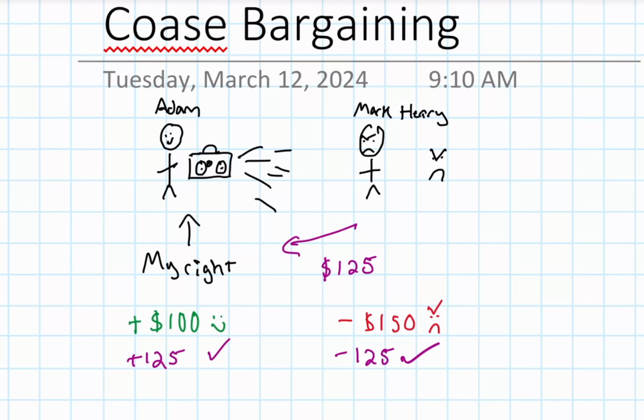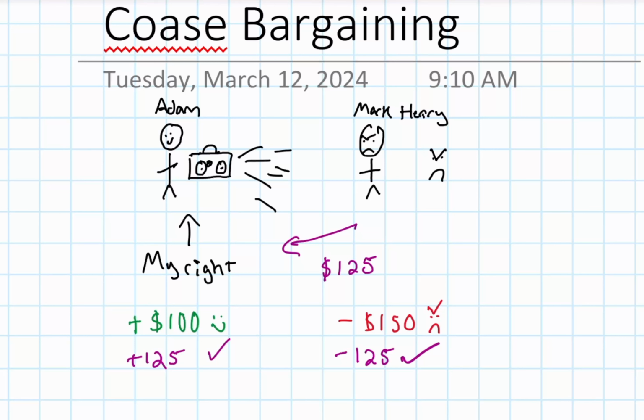And I definitely don't want to upset Mark Henry, because, like I said, go look him up. So this is how Coase bargaining works. The person without the right has to approach the person with the right, and they find some sort of price in between both of theirs to create a good solution.